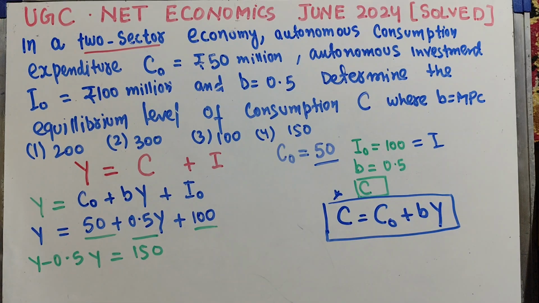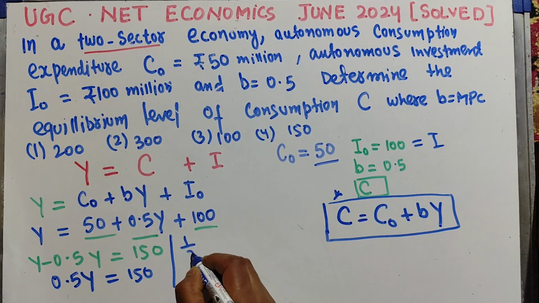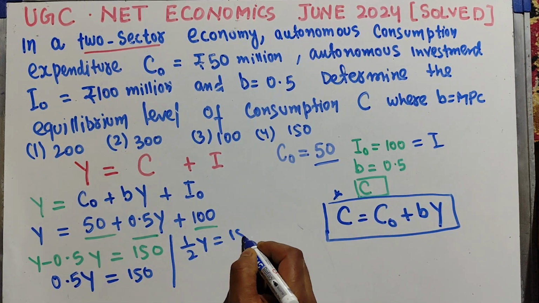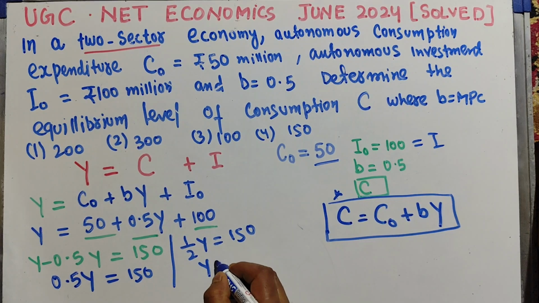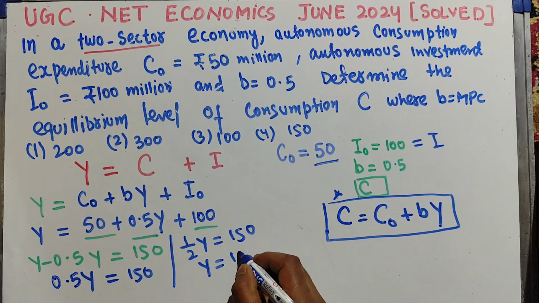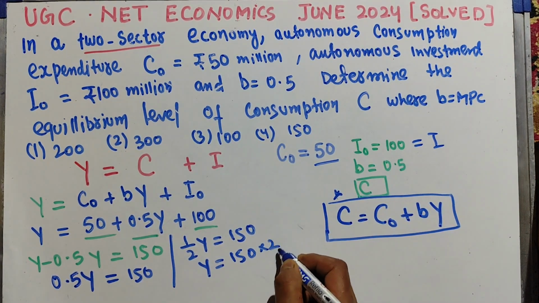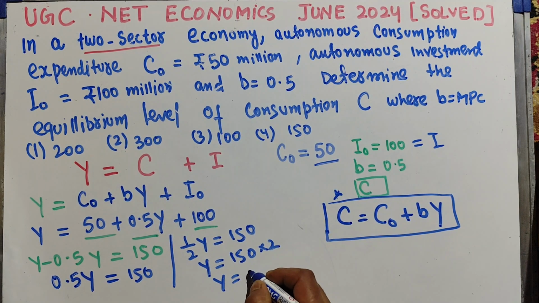Subtracting 0.5 Y from Y, we get 0.5 Y is equal to 150. 0.5 can be written as 1 upon 2, so Y over 2 is equal to 150. That gives us Y equal to, transposing the 2, 150 into 2. That means the equilibrium level of income is equal to 300 million in this economy.